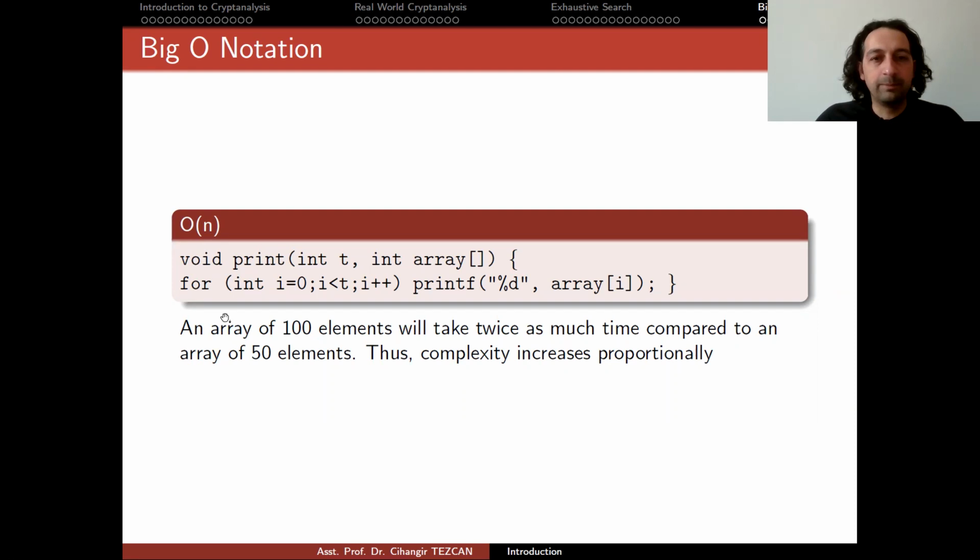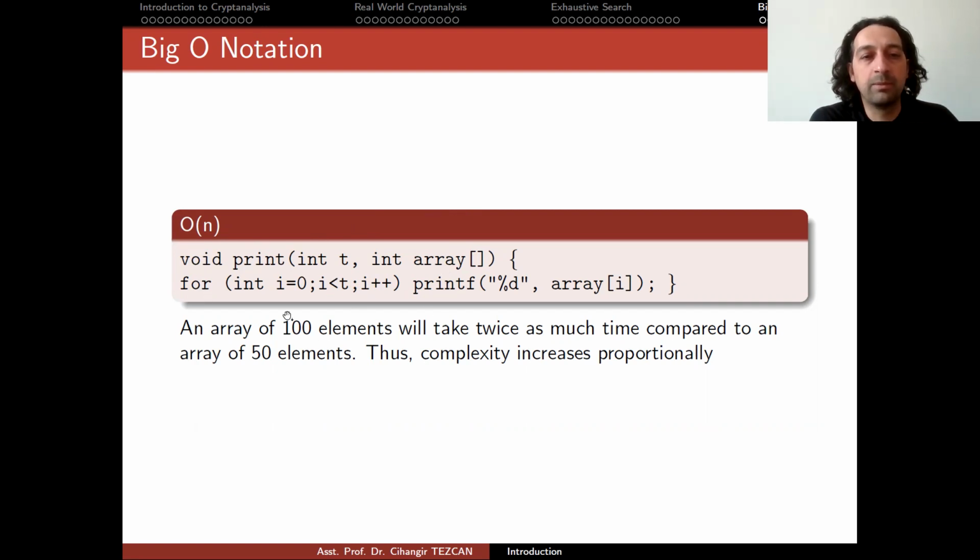So let's look at O(n). We take the same input, but this time we print on the screen every array value starting from 0 to t. So your input t actually determines the running time of the algorithm. Here we assume t is the size of the array, by the way. So if t equals 100, an array of 100 elements will take twice as much time compared to an array of 50 elements. Thus, complexity increases proportionally. So this is the idea. You can replace t with n if you prefer, but we have an array of size t.